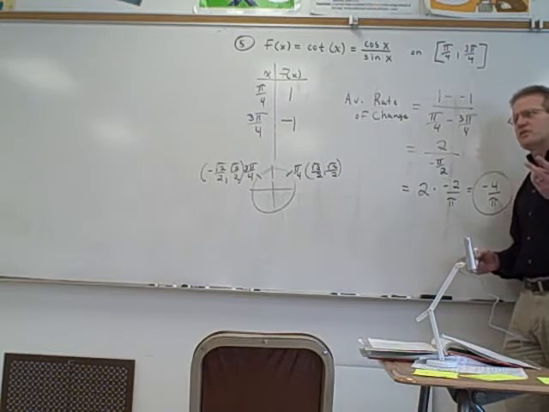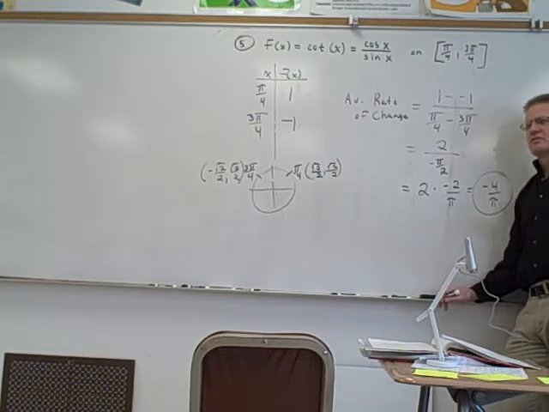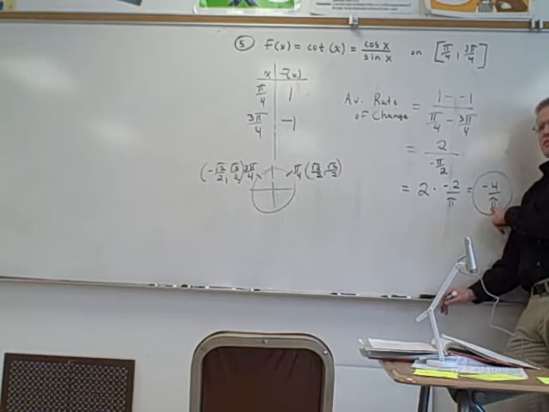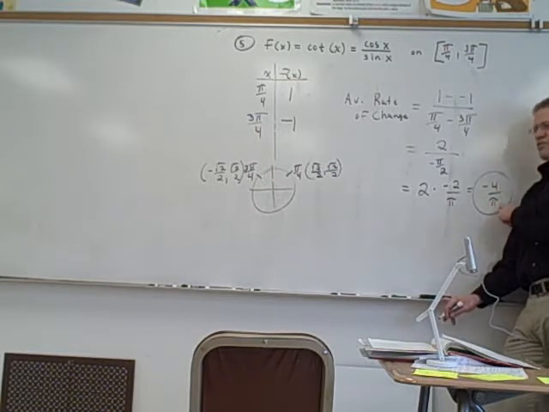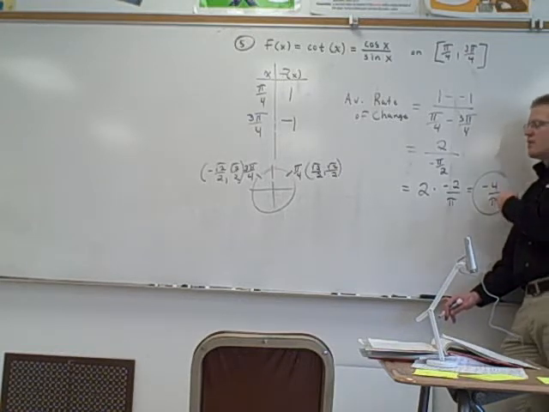Now, let's think, could we estimate that in our heads? Pi is about what number? About 3, right? A little bigger than 3. So 4 over 3, this answer is going to be a little bit more than 1, like negative 1 point something. That's what it should get as a decimal.